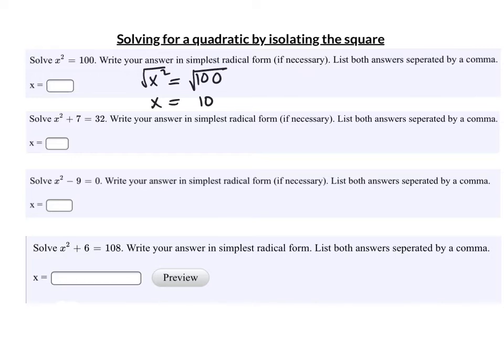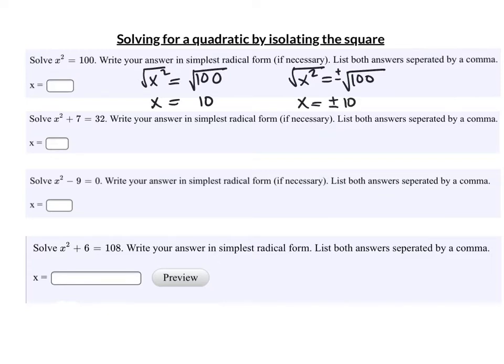However, that's only half of the answer. You see, there are two numbers squared that make 100. One is 10 and one is negative 10. And in general, whenever we take the square root of both sides to solve, we normally put a plus or a minus over there on the other side of the x. So what we say is our answer is plus or minus 10.